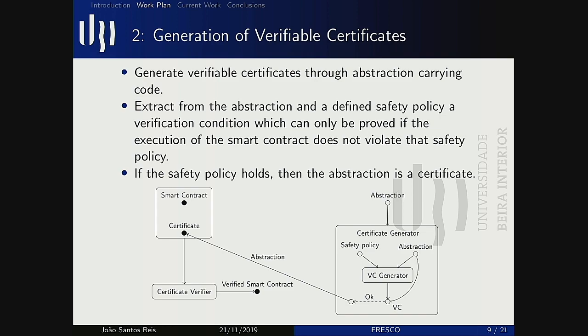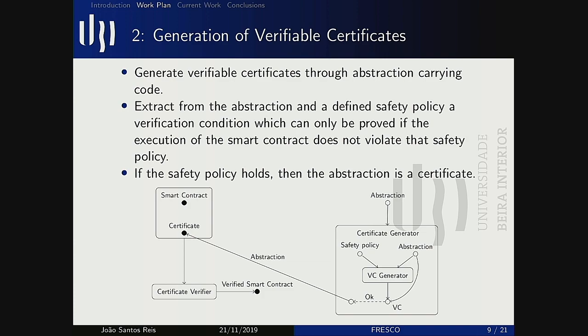Having this analysis framework for smart contracts, we intend to generate the verifiable certificates through abstraction carrying code, in which one extracts, given a certain safety policy, let's say a smart contract runs under a certain gas limit threshold. Okay, so given that safety policy, one extracts an abstraction from a smart contract, a series of verification conditions, which can only be proved if the execution of the smart contract does not violate the defined safety policy. And then, if the safety policy holds, then the abstraction is considered to be a certificate of that property.